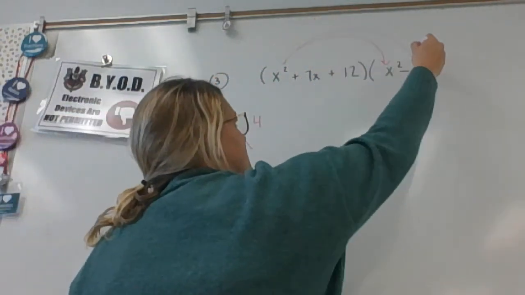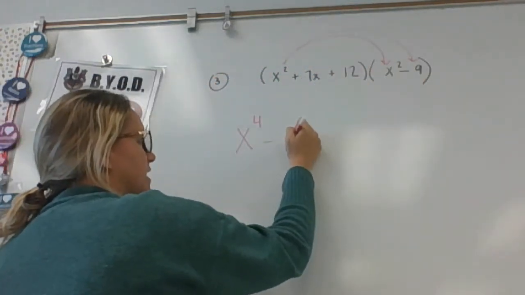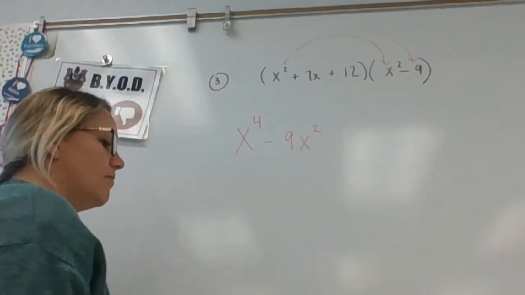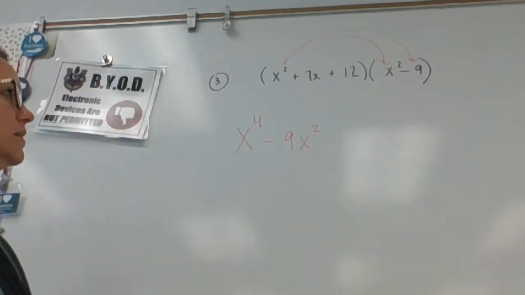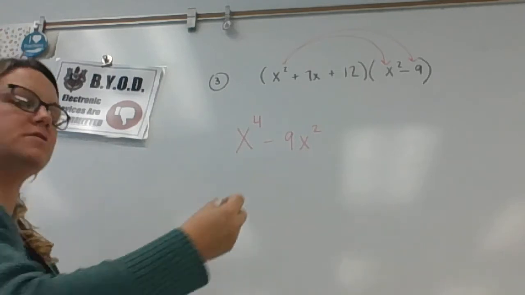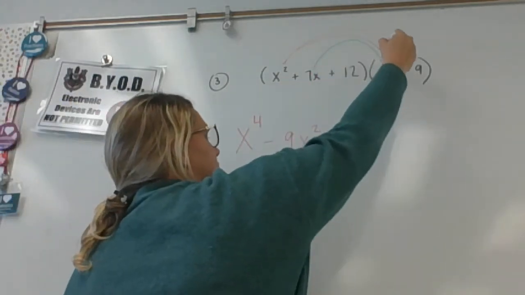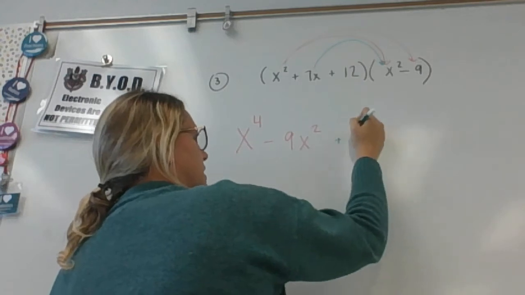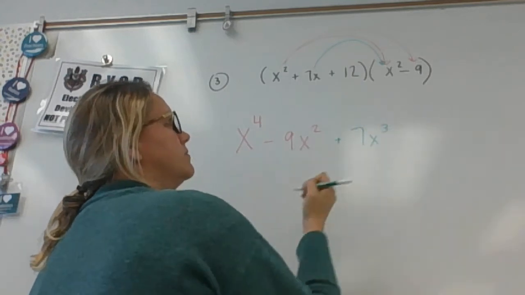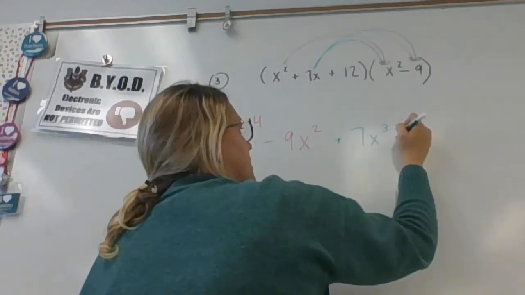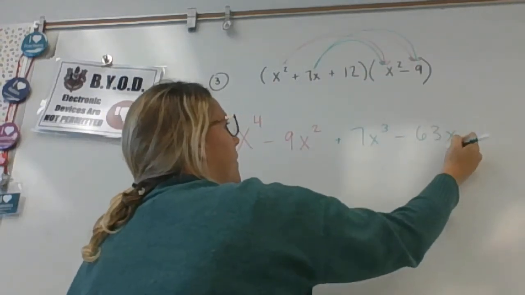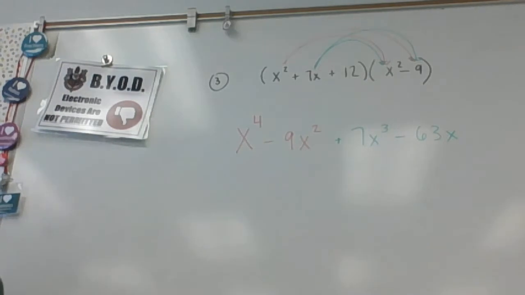X squared times a negative 9. Negative 9x squared. Now I'm going to multiply the 7x through. 7x times x squared will make 7x to the third power. And 7x times a negative 9. Negative 63. Now we'll do the 12.